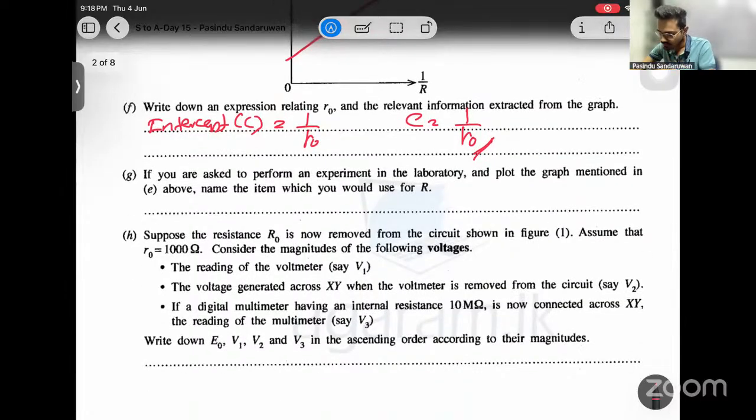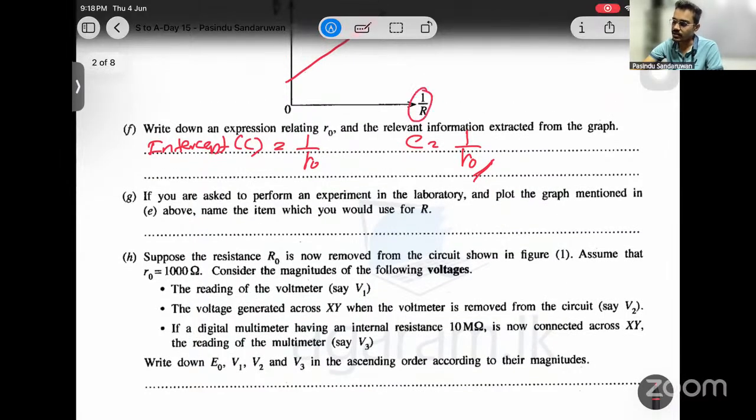G. If you are asked to perform an experiment in the laboratory and plot the graph mentioned in E above, name the item which you would use for R. Right. Then here R is a variable. As variable resistors, we only have two options in the laboratory.